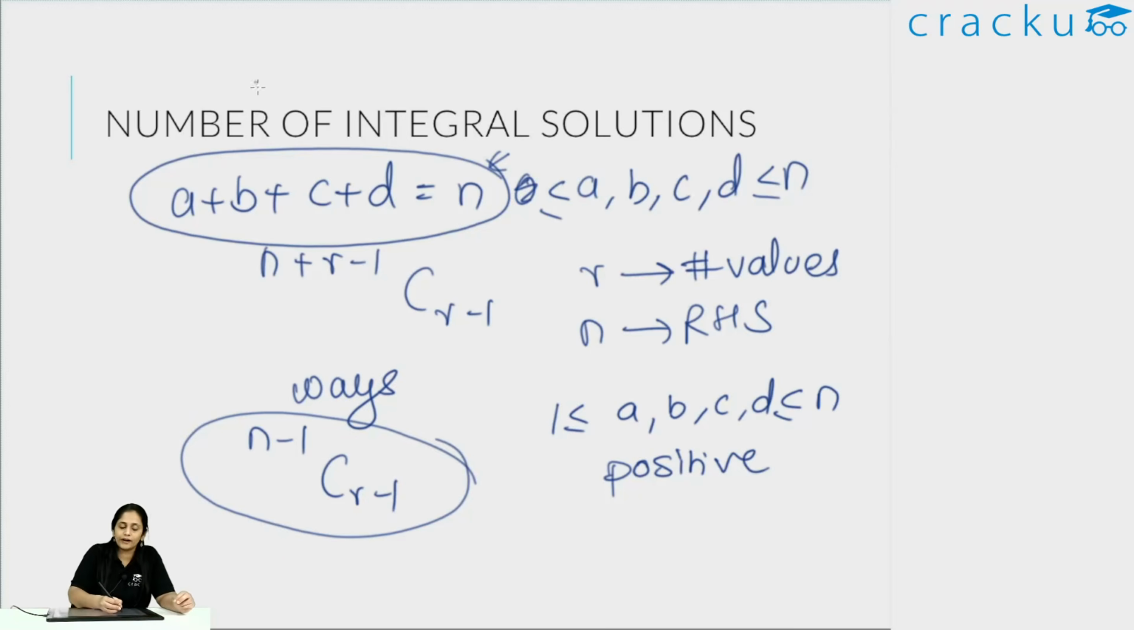So when you have to find the number of non-negative integral solutions, where values can be 0 or greater, it is n plus r minus 1 C r minus 1. If it is positive integral solutions, it has to be n minus 1 C r minus 1. So let's take a look at a question based on this topic.